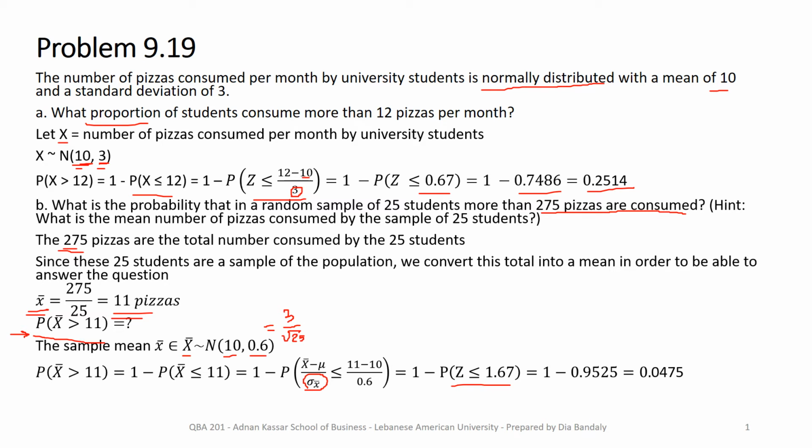I read it from the table, 0.9525, and I get the final answer of 0.0475. Okay, so I hope that was clear. It's a very good application for the probability of an X bar. It's very important.